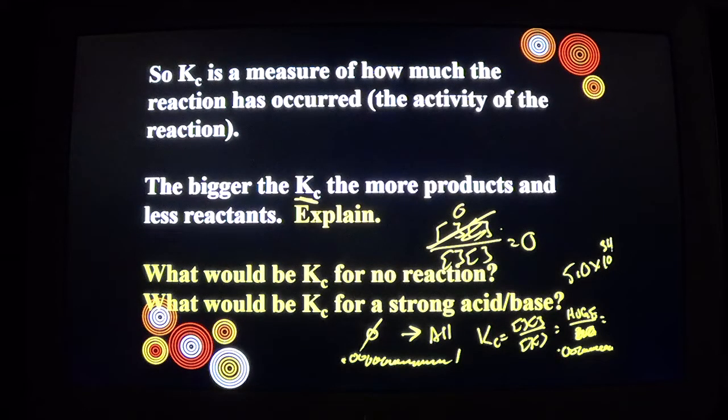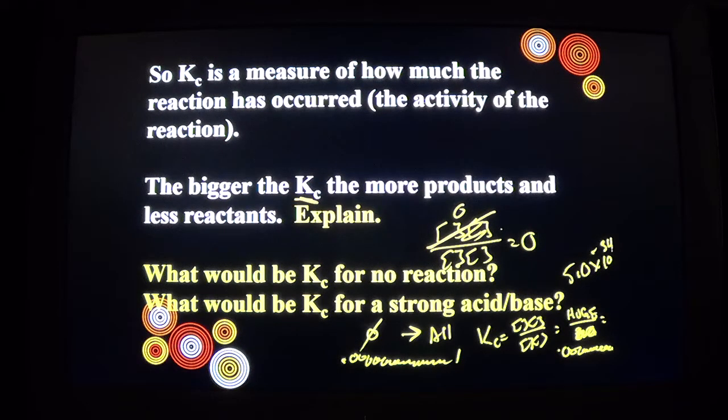It is also possible to have it be the other way around, with a negative 34. And that would tell us, now notice where I put the negative, that would tell us lots and lots and lots of reactants are still around, and just a tiny bit of products have been made.